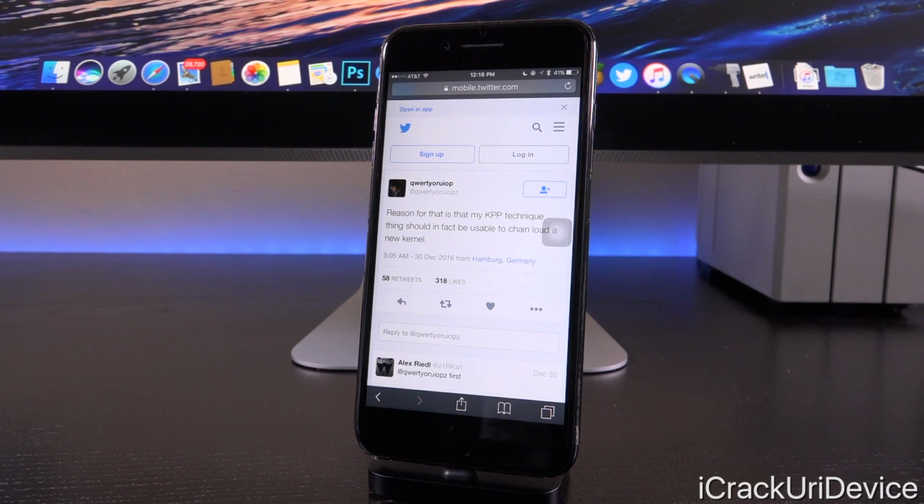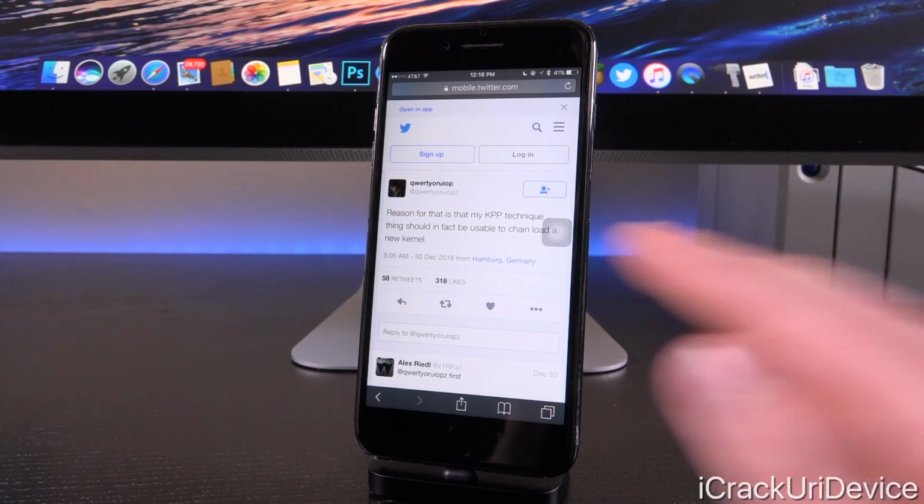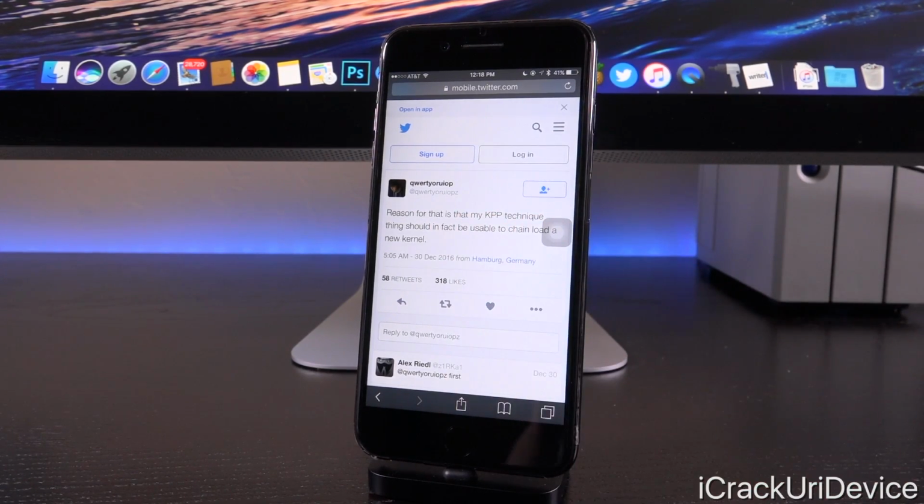Again, what does that mean? Because it sounds like I'm speaking gibberish. Well, essentially, technically, he could use his main KPP technique, which actually attacks KPP, which is fully different from anything that's ever been released publicly previously, at least according to Luca, to downgrade to a lower iOS version.